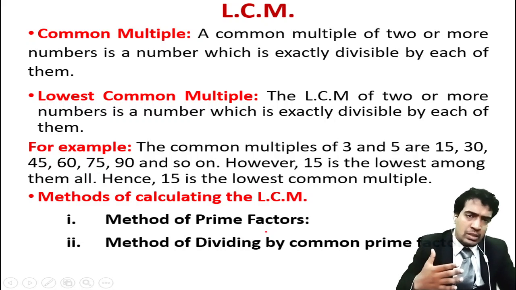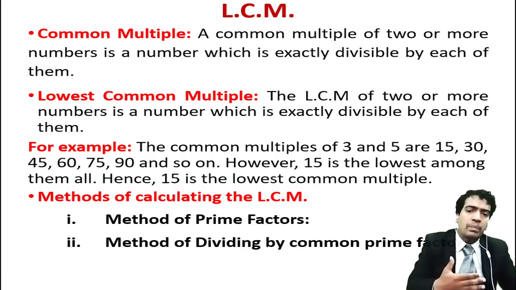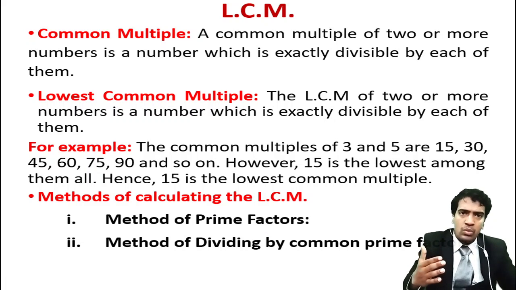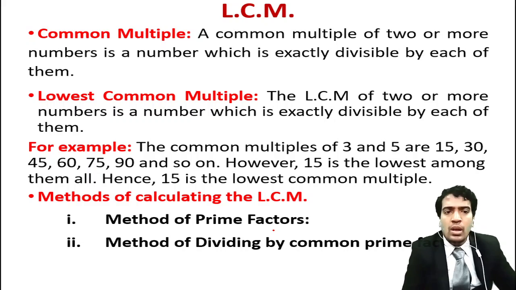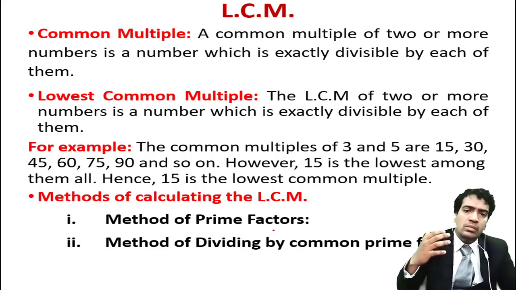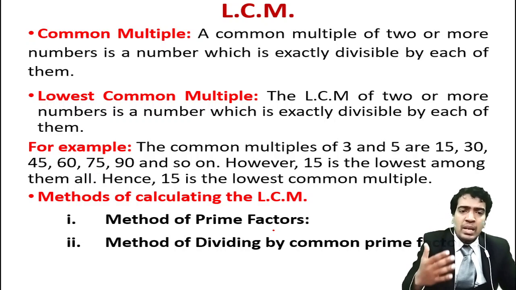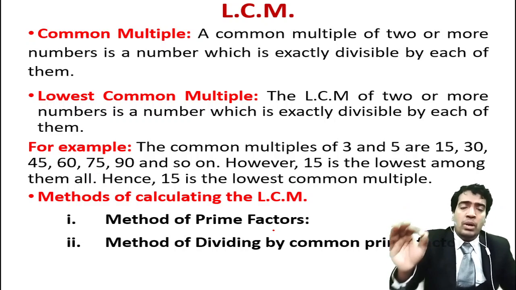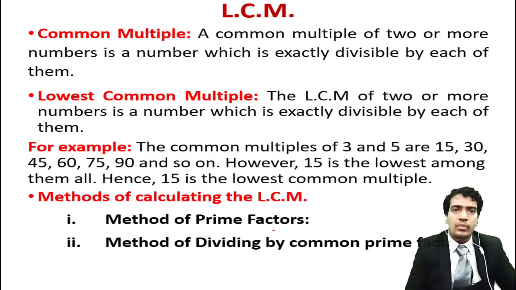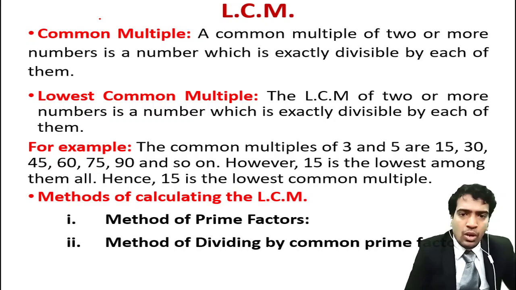Now again, let us try to understand what is the meaning of multiple, common multiple, and then let us go to the definition of lowest common multiple. When you say a common multiple of two or more numbers, that number is exactly divisible by each of the numbers for which you are calculating the common multiple. For example, let us take the common multiple of 2 and 3. What is the common multiple of 2 and 3?